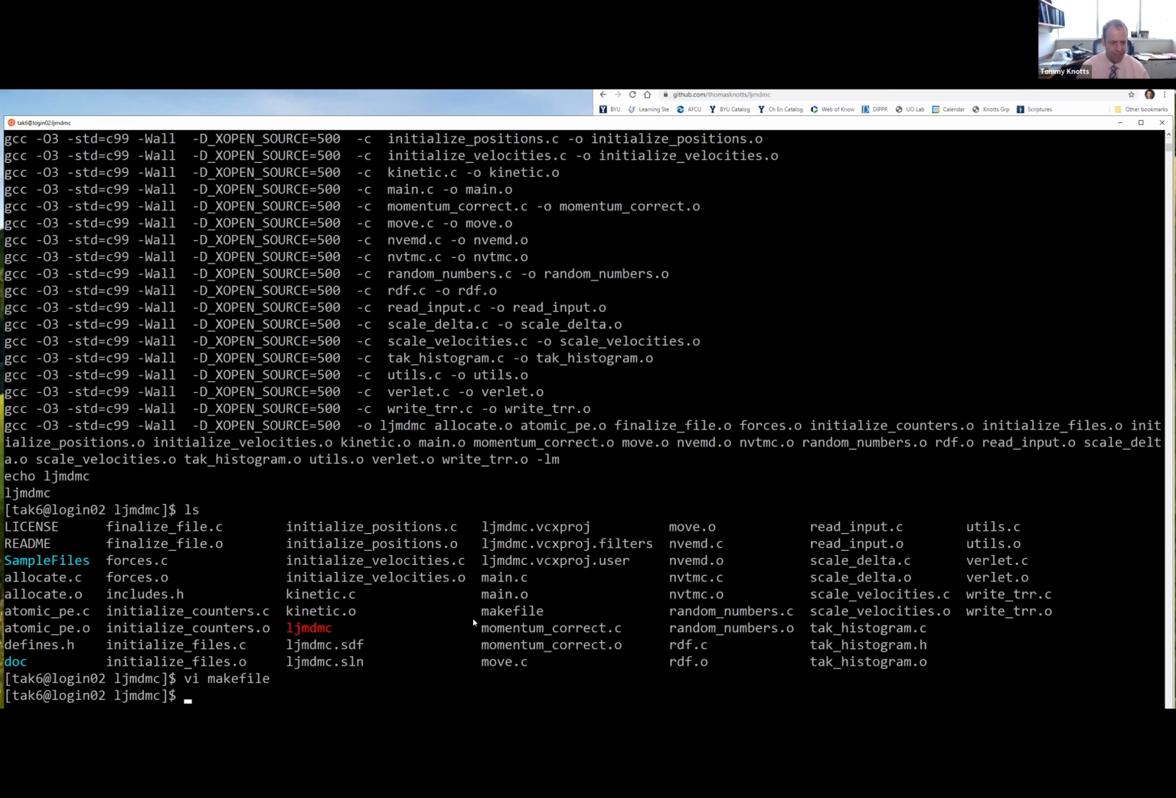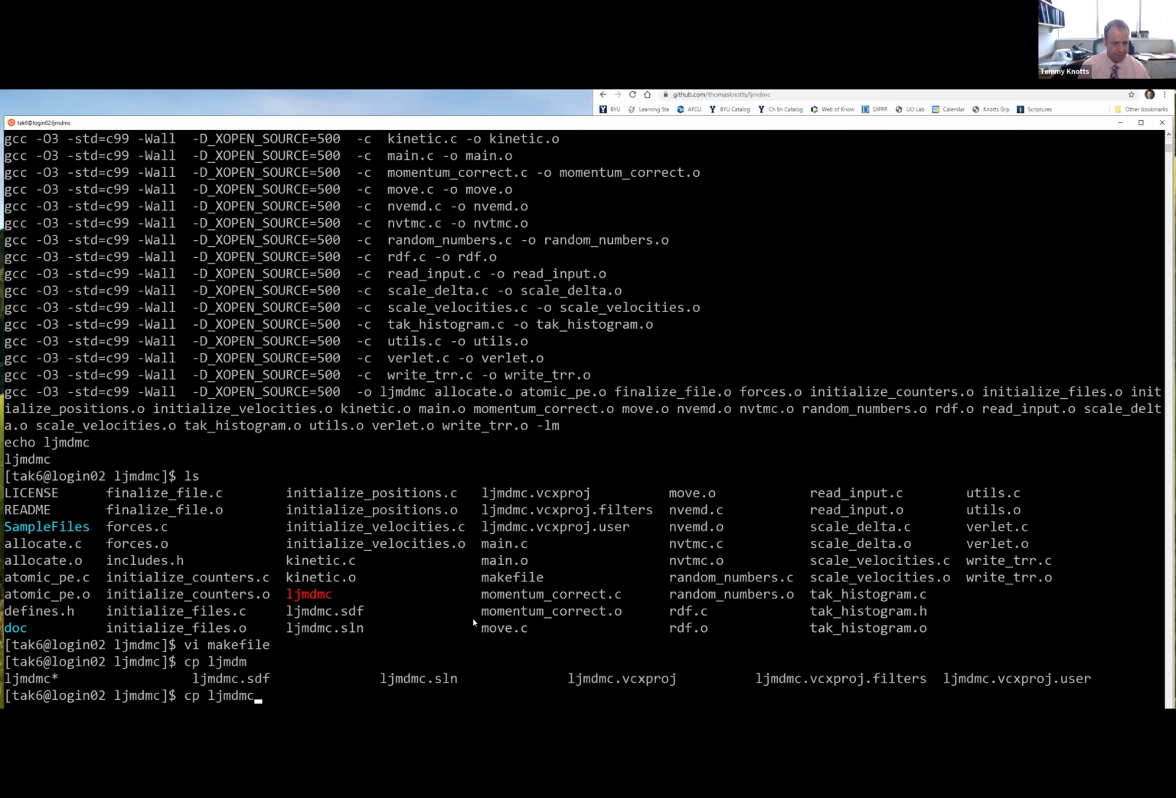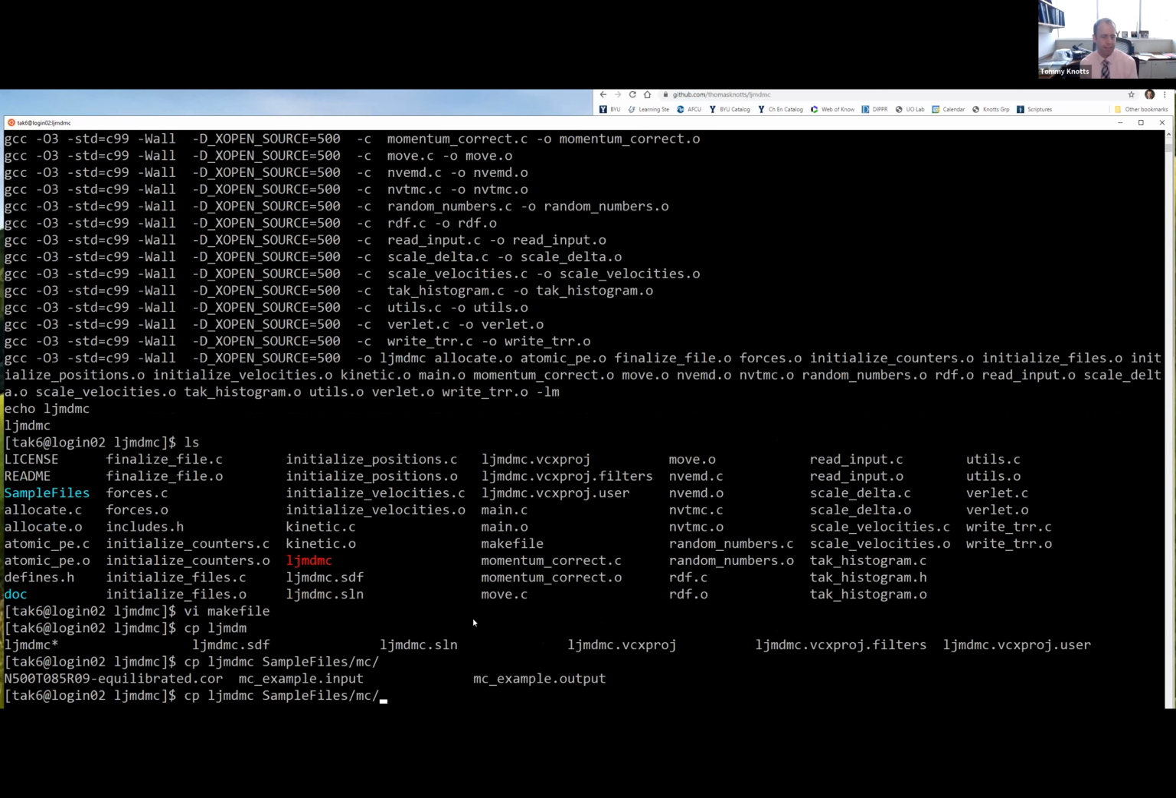Now, I have this LJMDMC executable. I need one other thing now to run this. So let's copy LJMDMC, and I want to put it into the folder called sample files MC, right here. So do this command, copy LJMDMC, so that's your executable, into this folder called sample files, where I have some input files for you to use. So copy LJMDMC to sample files MC.